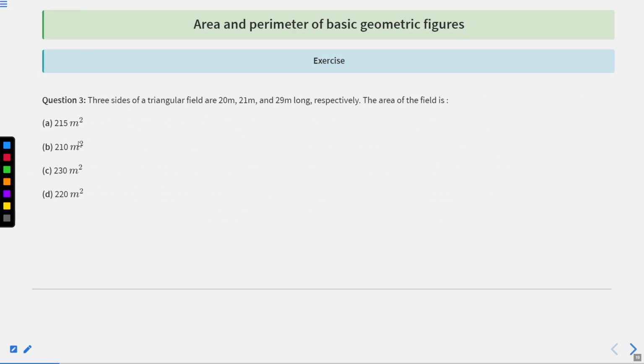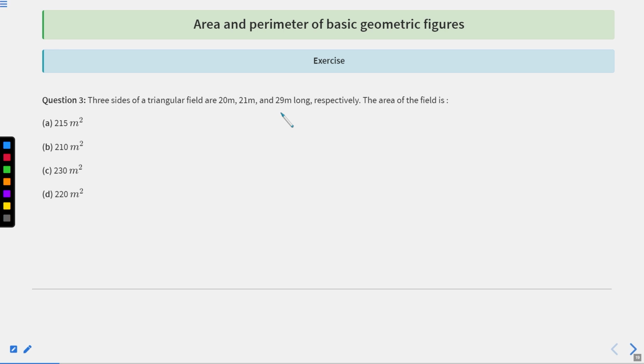So question number 3. Three sides of a triangular field are 20 meter, 21 meter and 29 meter long respectively. The area of the field is. So the question says you have a field and its dimensions are given to you. It is of length 20 meter, 21 meter and 29 meter. So let me ask you the same question again. Which formula are you going to use?